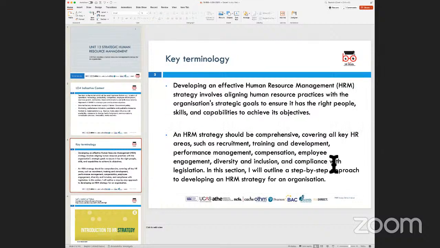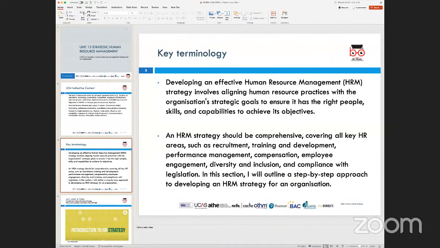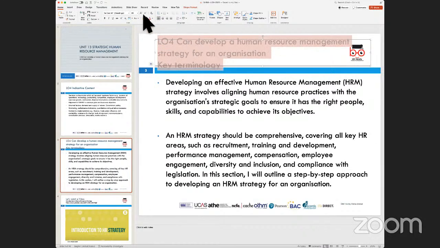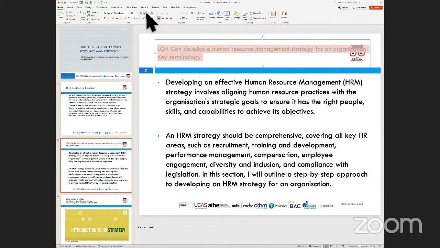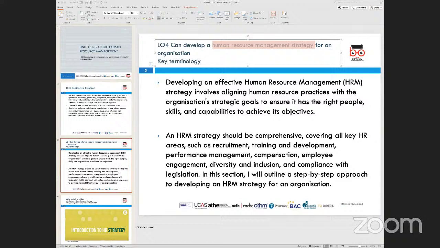Now, let's start off, as always, with a bit of key terminology or discussion on the overarching message of the learning outcome. The overarching message of the learning outcome is basically to discuss: can we develop a human resource strategy for an organization? So we will focus on what we mean by human resource strategy, or in general talk about the keywords, by breaking down the keywords in the learning outcome.